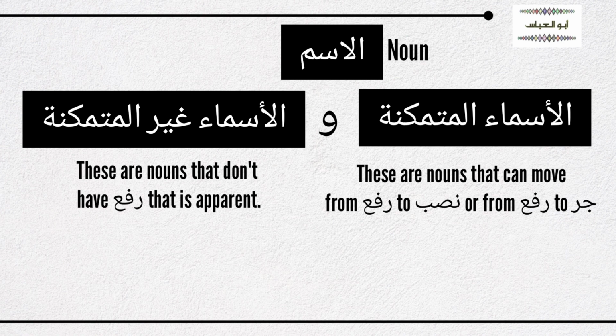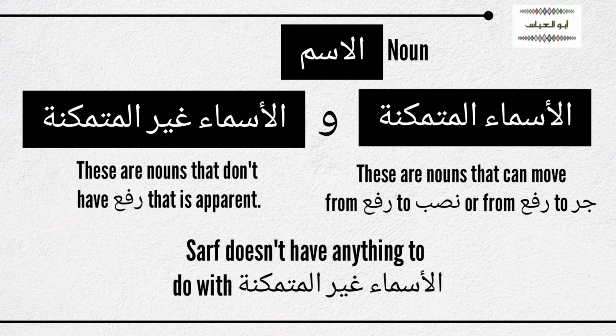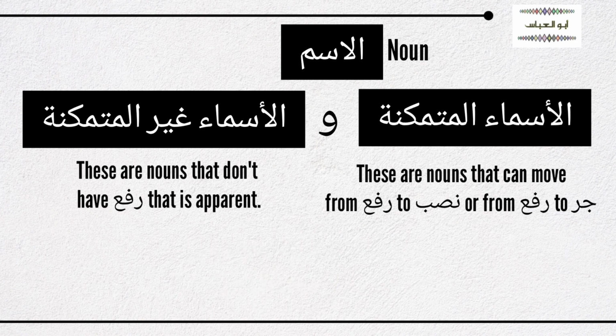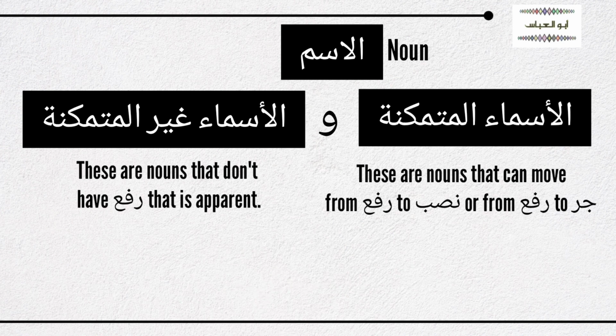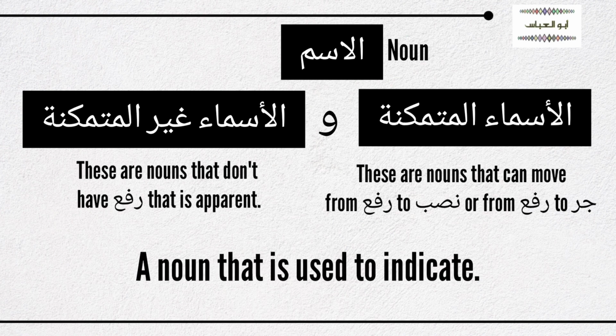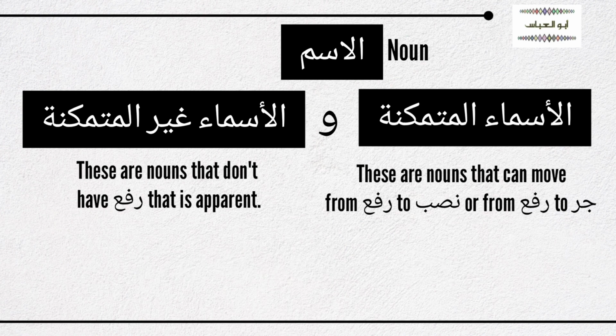Now you should note that sarfu does not have any business with al-asma ghayrul mutamakkina. Rather, it only has business with al-asma'u al-mutamakkina. So you should note that sarfu does not have any business with Hadha, or Hadhihi, or Alladhi, or Allati. Because Hadha is also ismu. If you want to define Hadha, you say ismu isharatin, it is a noun that you use to indicate. If you want to define Alladhi, you say ismu mawsul, it is ismun mawsulun.